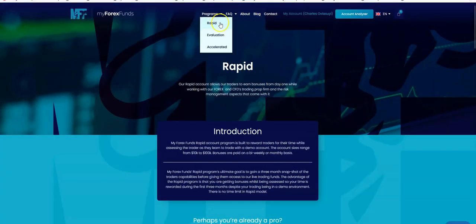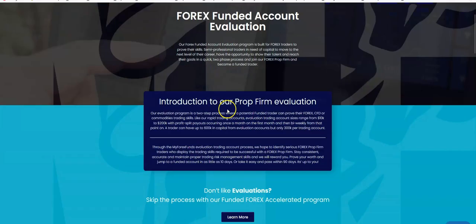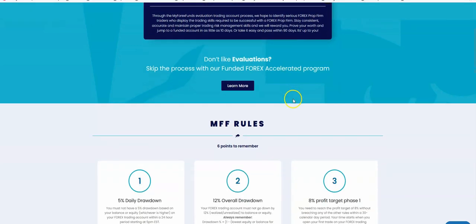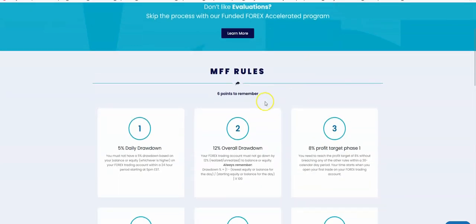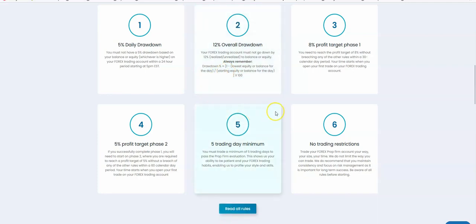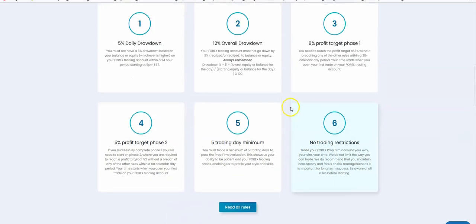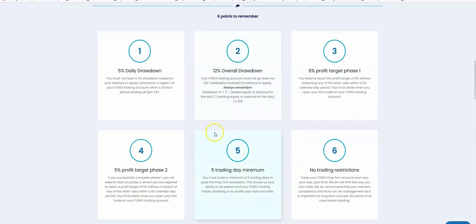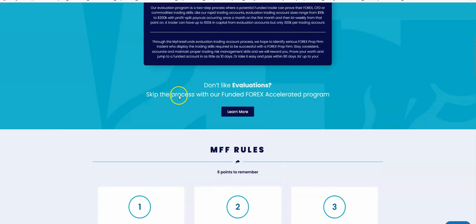So let's take the other one. Evaluation. Now, the evaluation one is straightforward. Everyone knows that. That means you have to pass 2 phases to test that you are a good trader for them to fund your account. And here you will have more percentage to trade on profit. And also you are given a target to hit before you move to the next level. So the phases you have to pass, there are 2.